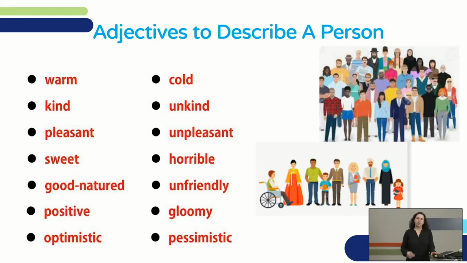Unfriendly. When you're not friendly with someone, it means that you are not open to be friends with them. When you don't include all your friends in your party, you are unfriendly. Gloomy. Gloomy is very sad. Don't be gloomy these days. If you watch my English lessons, it will cheer you up. Pessimistic. Don't be pessimistic. Life is good.